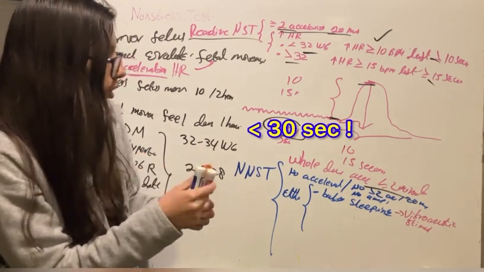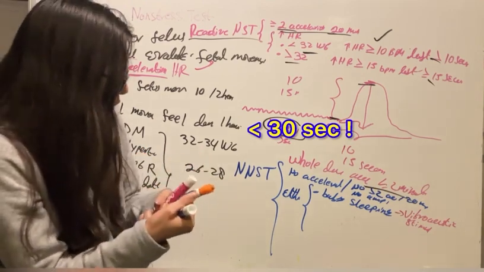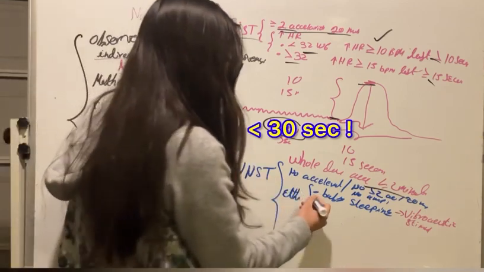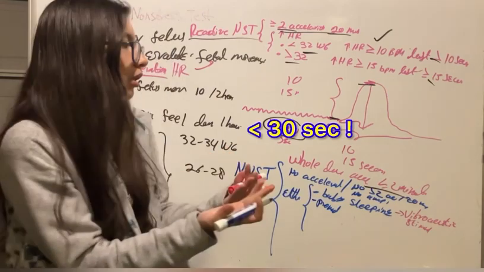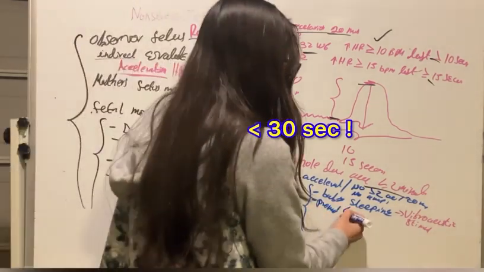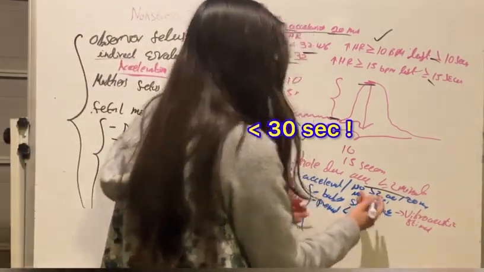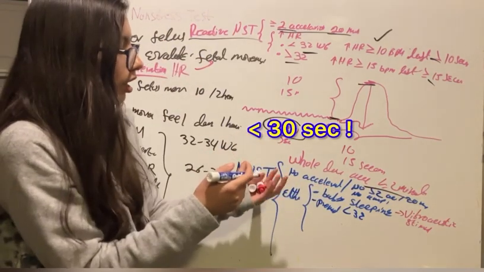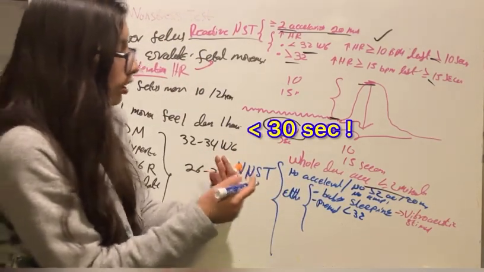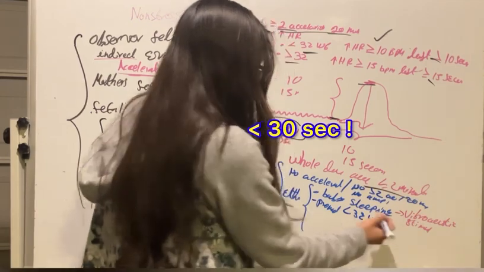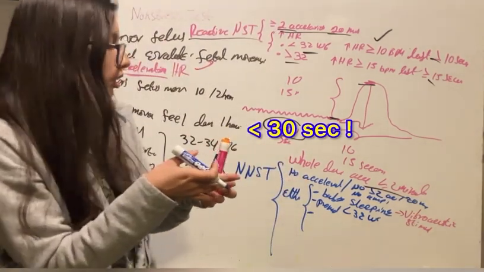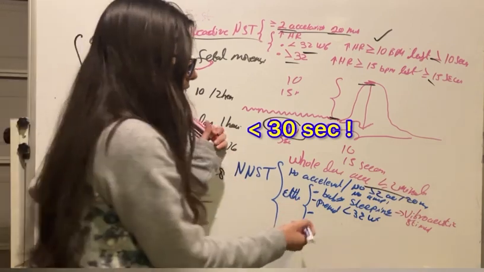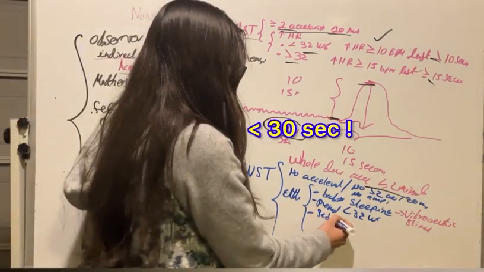Other etiology for non-reactive non-stress test is prematurity. So if we have a premature baby, for example, less than 32-week gestation, we are not going to detect that. Or could be that the fetus is sedated. This is that the mother is taking sedative drugs, for example.